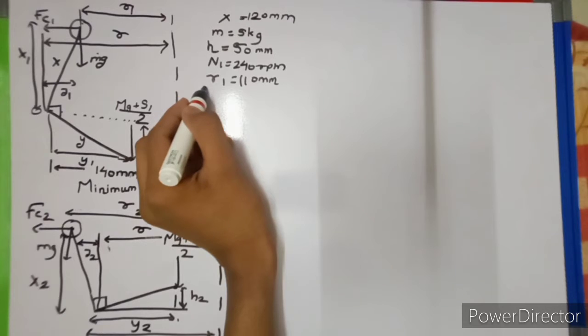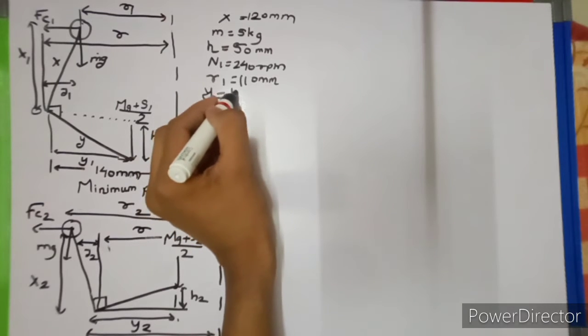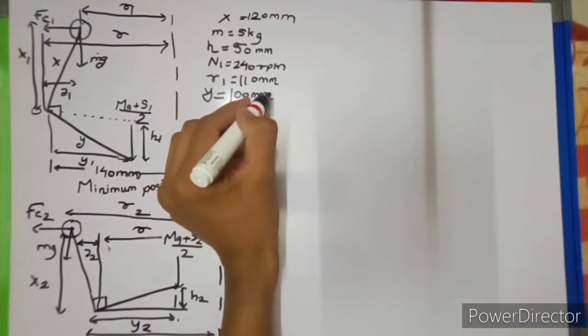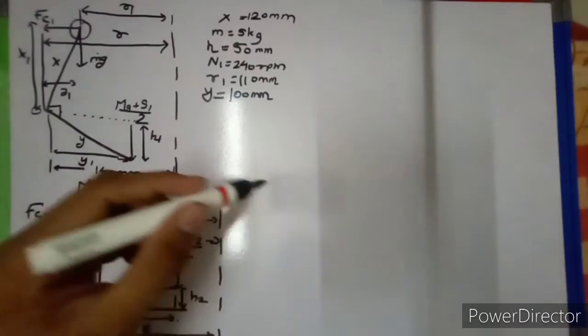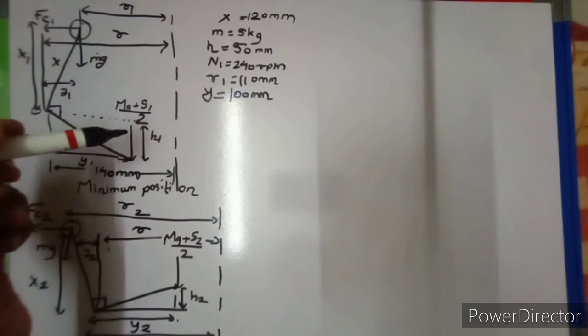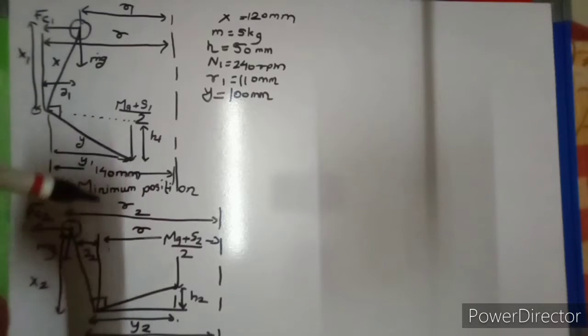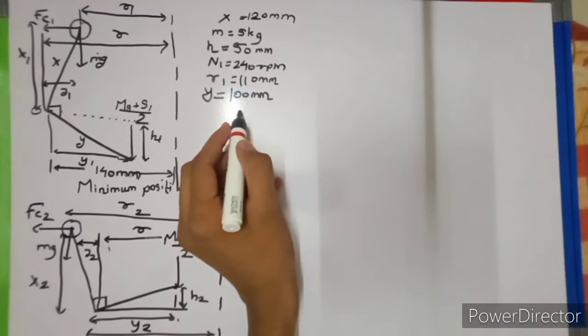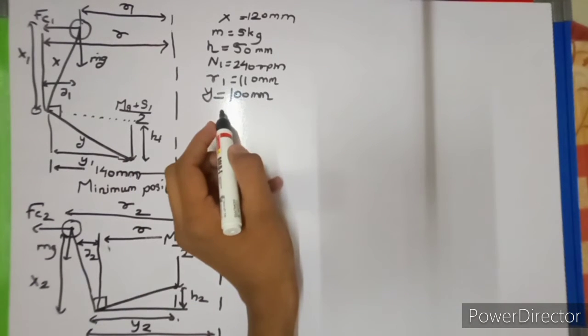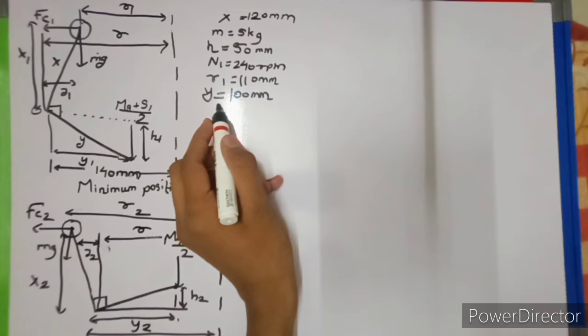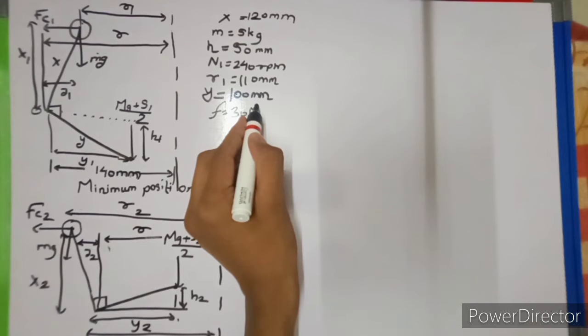And the value of y was also not given, so consider the value of y as 100 mm. Actually the question is somewhat incomplete, that is, the bell arm and the sleeve arm values are not given. So consider x as 120 and y as 100, and finally frictional force is equal to 30 newton.